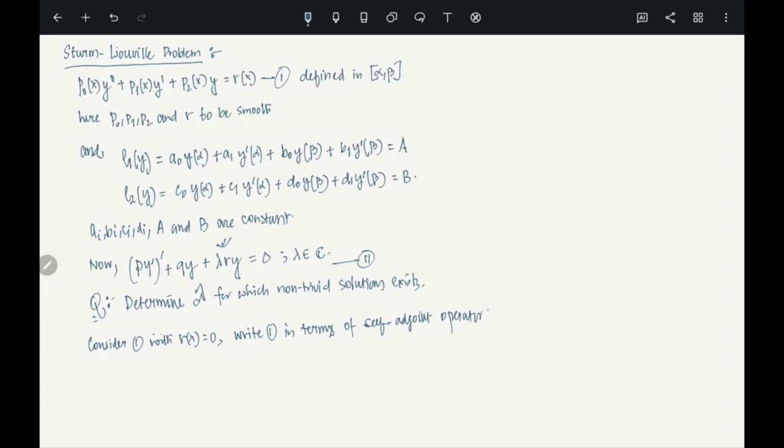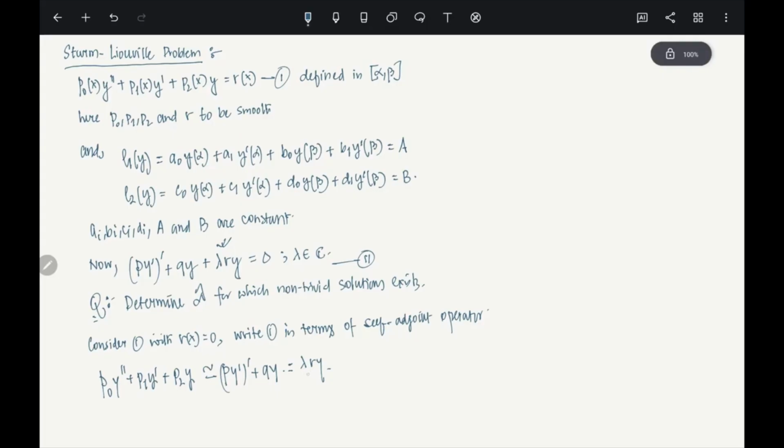If we can write it in terms of a self-adjoint operator, then it will look like this: (p y')' plus q y. This whole form, p0 y'' plus p1 y' plus p2 y, may be written as we have seen, (p y')' plus q y. Now the question is, let's say this is equal to lambda times r y. Lambda can be positive, negative, it doesn't matter, it can also be complex.